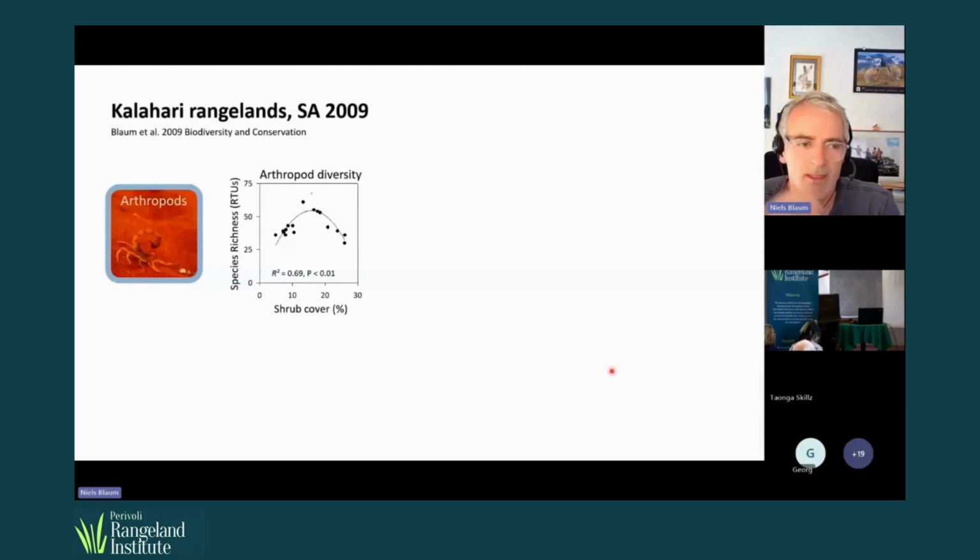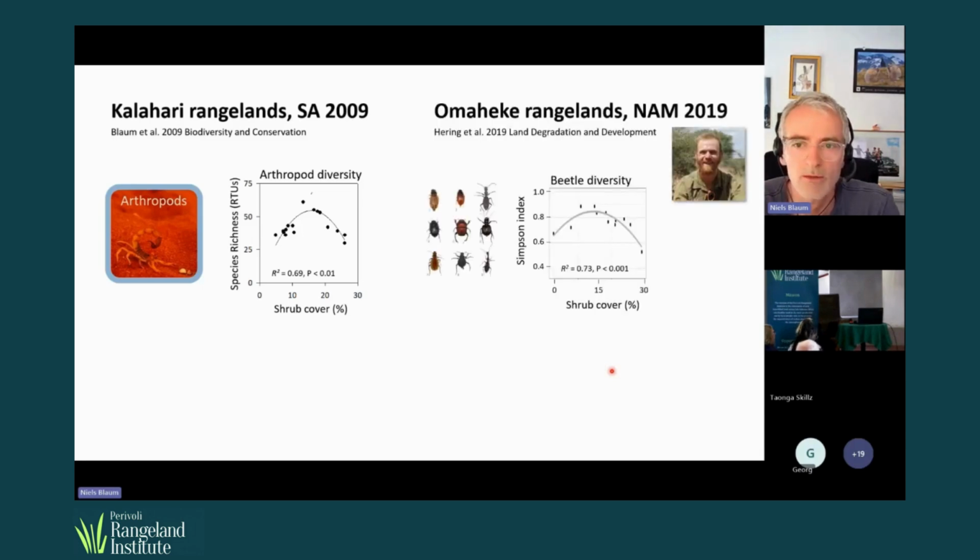Okay, right. Just a recap. In these Kalahari rangelands, published in 2009, we found this hump-shaped pattern of arthropods, many different insect species. We repeated this sort of study in Namibia, in Omaheke rangelands, and found basically the same pattern. This study was done by Robert Herring. He was a master's student. He's now almost finalizing his PhD. He focused on beetle diversity only, but the same hump-shaped pattern.